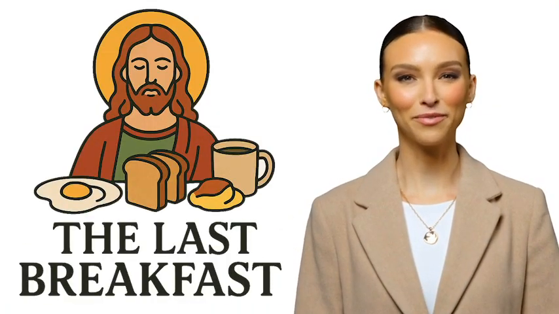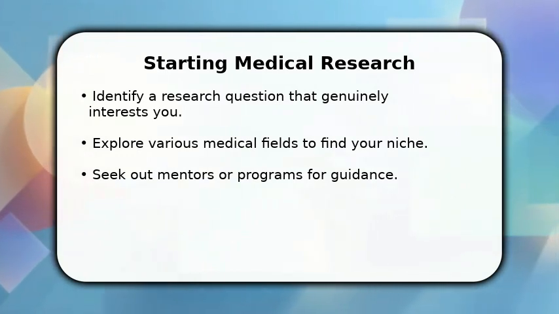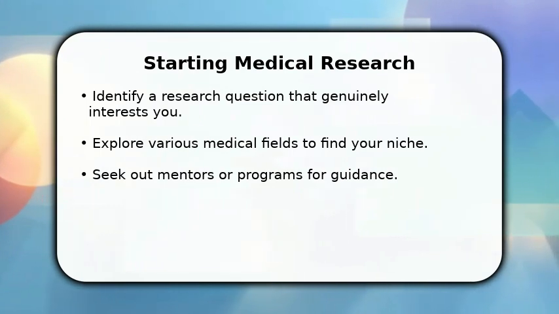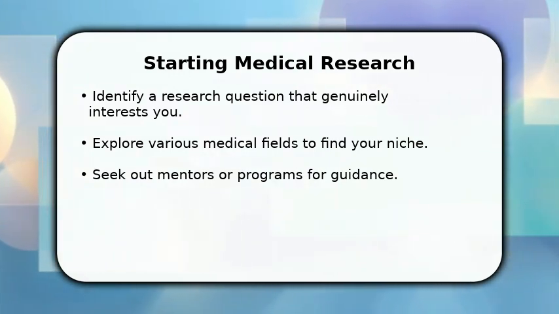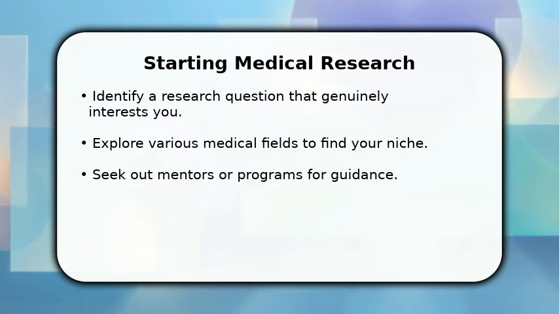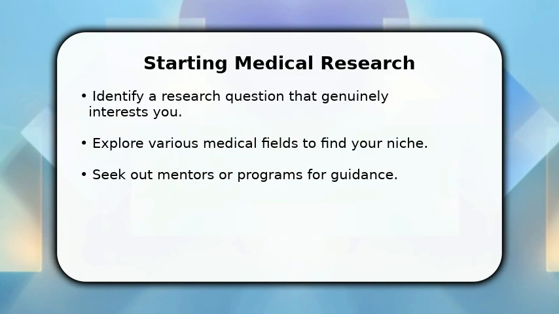Please enjoy the video. In this video, I will explain how to do medical research in high school. First, identify a research question that genuinely interests you. Explore various medical fields to find your niche, perhaps focusing on a specific disease or biological process. Seeking out mentors or programs can provide invaluable guidance, and always understand the ethical guidelines for any research you undertake.